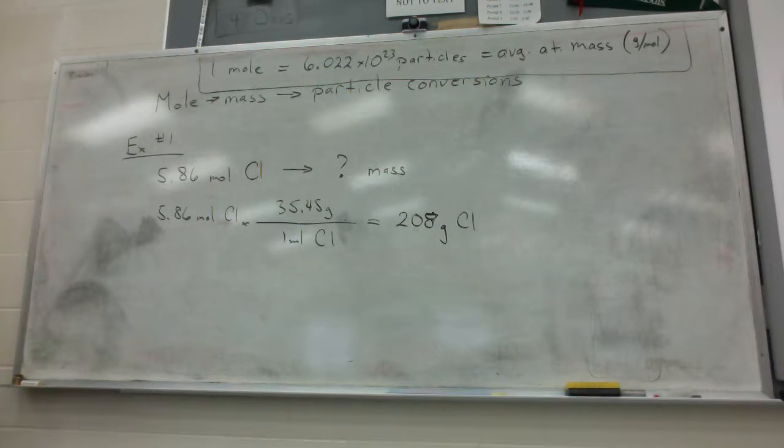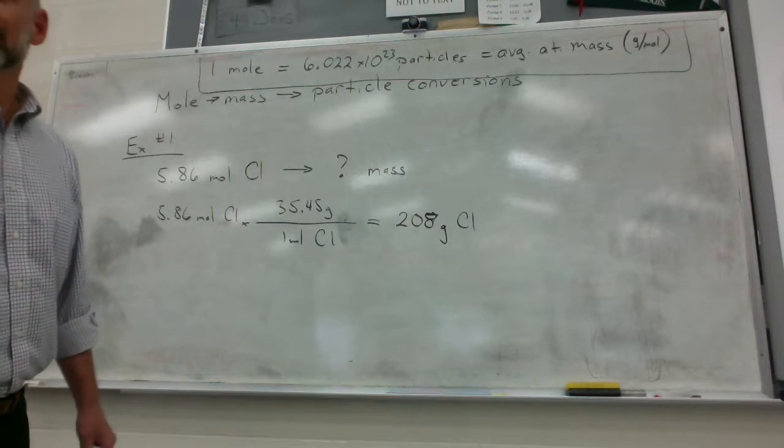So when you divide that, you divide it by the 6.022. Like when you divide the average atomic. On to example number 2.